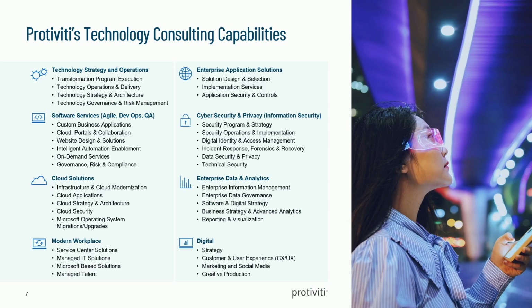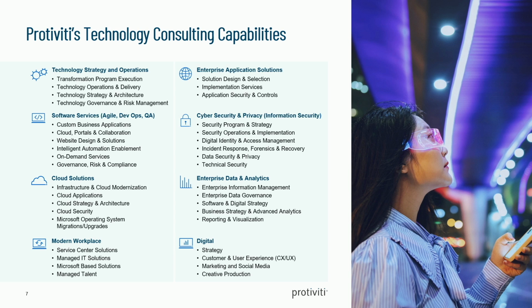So at Protiviti, we are all about transforming the way organizations tackle the digital landscape. Our technology solutions are designed not just to meet client challenges, but to convert those challenges into unique opportunities for business growth. These are some of our technology consulting capabilities. So let's start off with tech strategy and operations. We believe that aligning tech with business goals is like finding the perfect dance partner. When they move in sync, magic happens. Transformation program execution ensures that your strategies are not just on paper, but get converted into strategies that come to life. And governance and risk management keeps everything safe and sound.